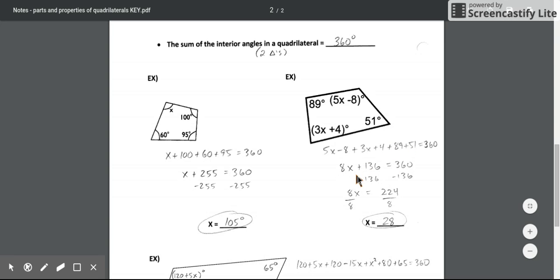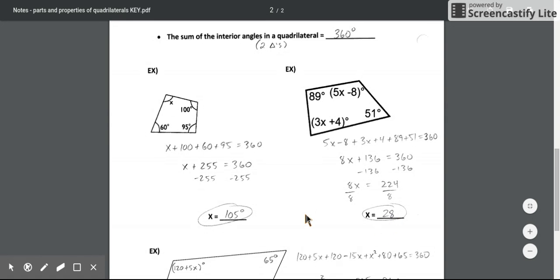To solve this equation, we're going to subtract 136 from both sides first. Now we have 8x equals 224. To solve that, we're going to divide both sides by 8. 224 divided by 8 is 28, and there's our solution. So take a moment here to just compare these two answers. X in this example represented an angle measure, so we're going to say it's degrees. However, in this example, x was just a number, part of our expression. We plug it in to find our angle measurements. So this value of x did not create an angle measure, so we don't put degrees next to it.